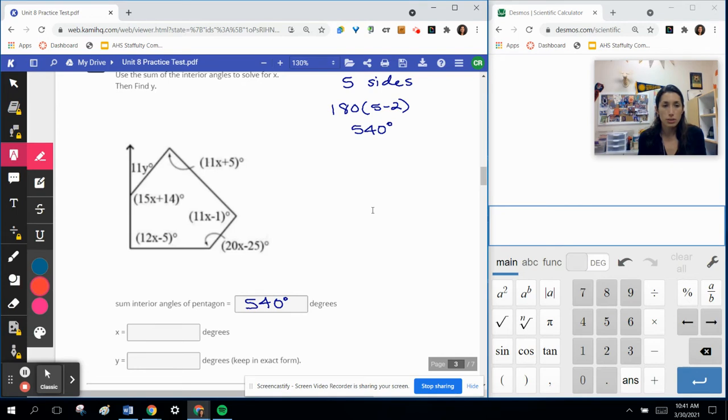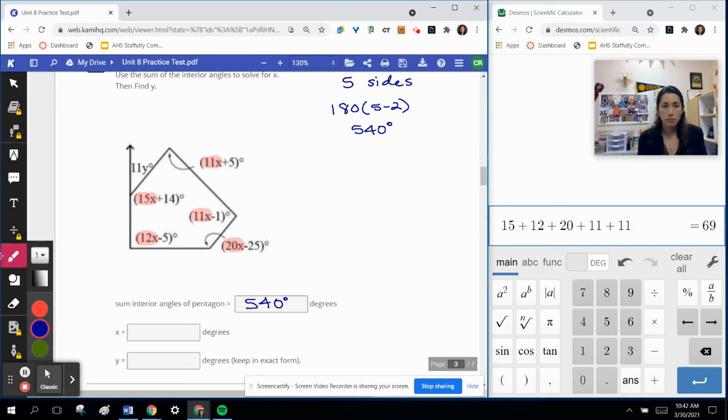I'm going to create an equation. So we've got 15x, 11x, 11x, 20x, and 12x. So we're just focused on the x's for now. So I'm going to add 15 plus 12 plus 20 plus 11 plus 11. So I'm going to write out my equation for this, and my equation is going to be, I'm going to use the same color I highlighted with, 69x.